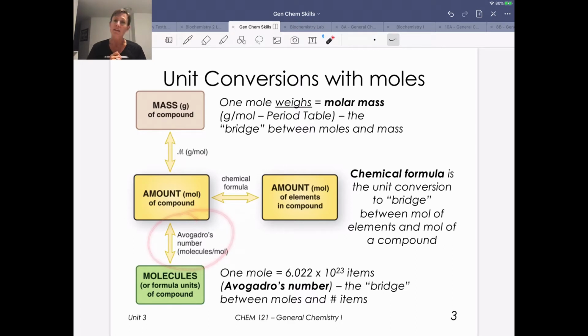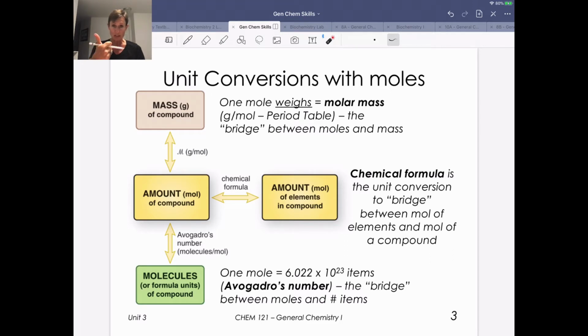Avogadro's number is going to be a unit conversion that allows us to change between the amount of a substance that we have in moles and the number of items that we have. So maybe the number of formula units or the number of molecules. If we're talking about the number of molecules we have, it's usually going to be a big number if we're talking about something that's kind of tangible that we could sort of weigh out or measure.